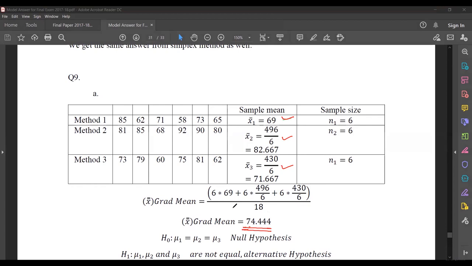You have to remember the steps, and then you can easily handle it. Finding the mean and grand mean is not a problem. These are the hypotheses, that the means are the same and that they are not equal. One hypothesis considers that all three means would be the same. The other hypothesis considers that there might be some difference.